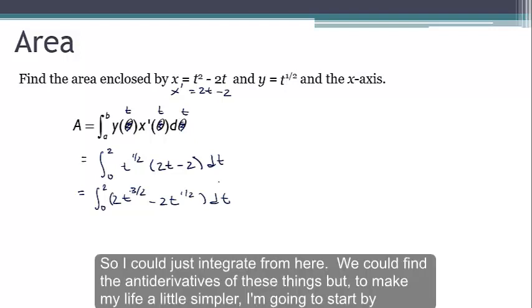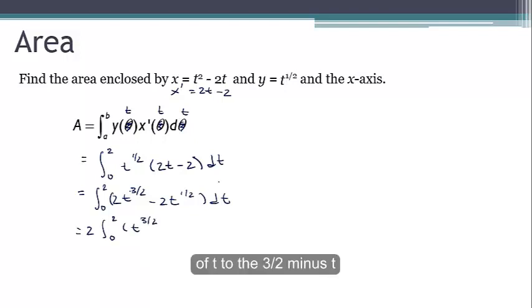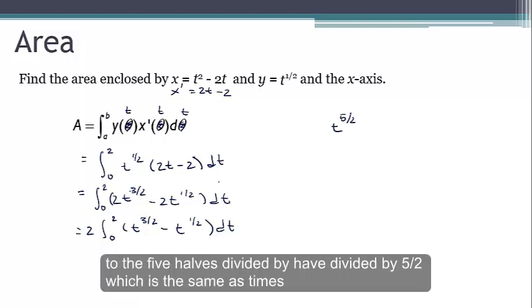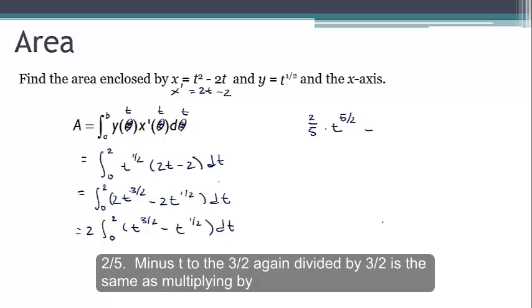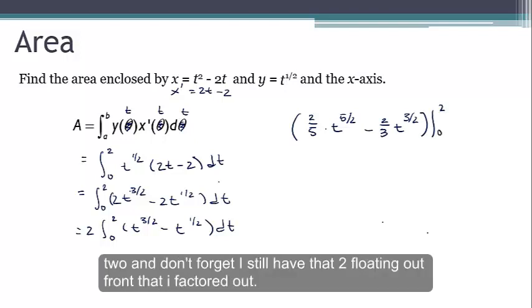Now I could just integrate from here, we can find the antiderivatives of these things, but to make my life a little simpler, I'm going to start by factoring out that 2 that both terms have in common. This is going to become 2 times the integral from 0 to 2 of t to the 3/2 minus t to the 1/2 dt. Now I'm going to do the antiderivative. This will become t to the 5/2 divided by 5/2, which is the same as times 2/5, minus t to the 3/2, and again, dividing by 3/2 is the same as multiplying by 2/3. This is going to go from 0 to 2. And don't forget, I still have that 2 floating out front, the one that I factored out.